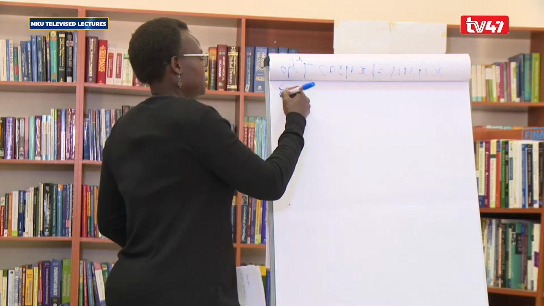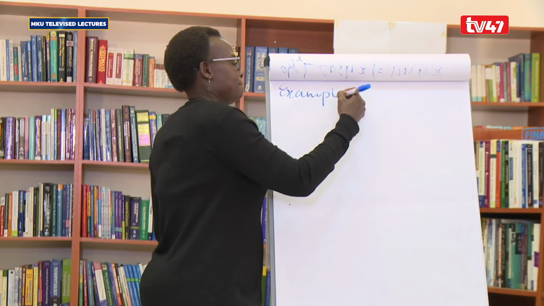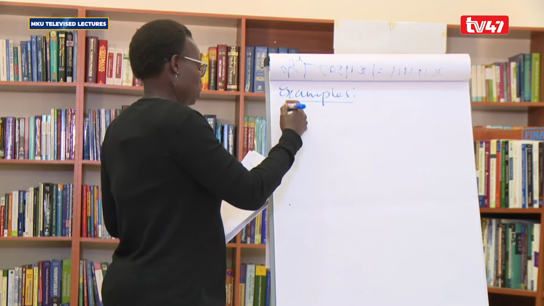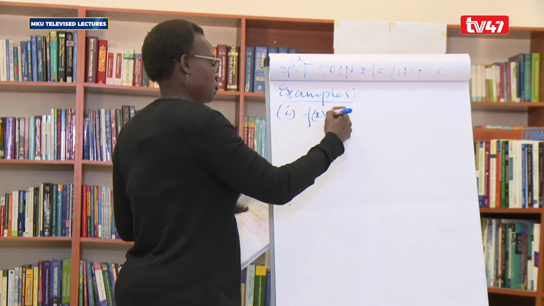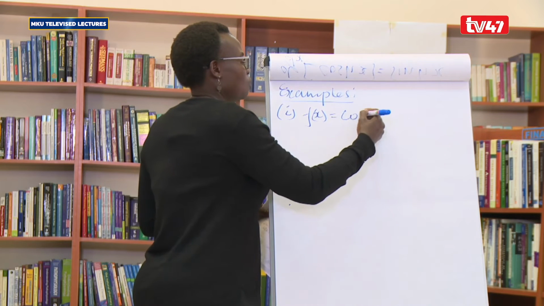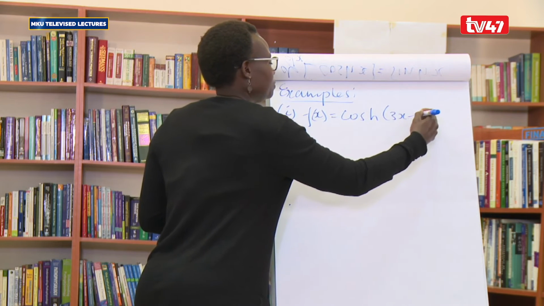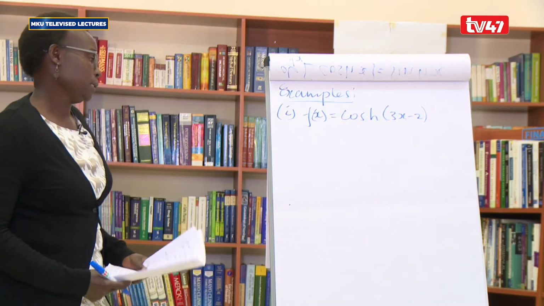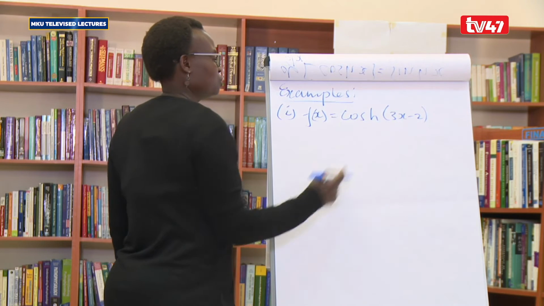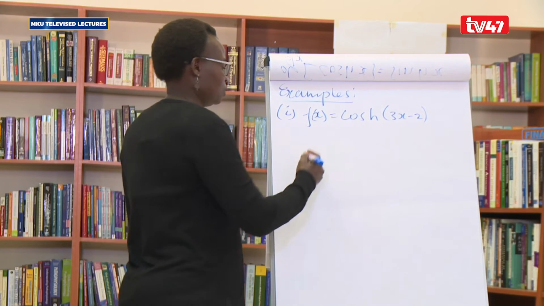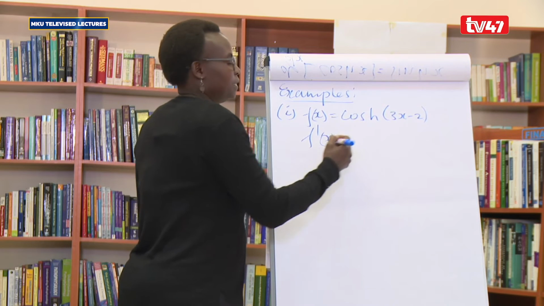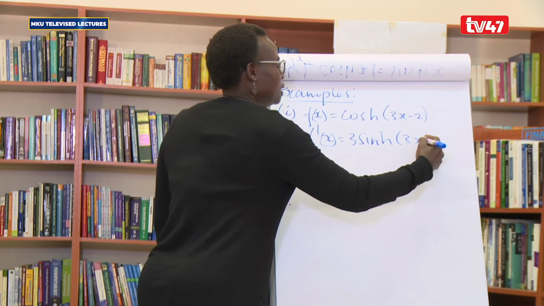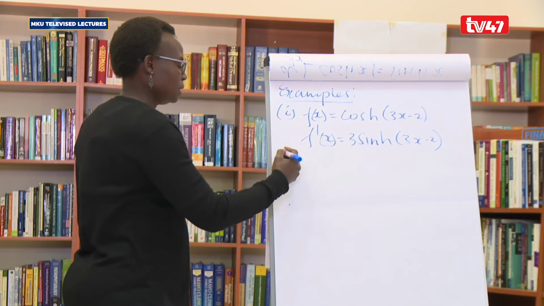So examples, and the first example that we'll do is we are given our function f of x as cos hyperbolic 3x minus 2. So we know that should give us sine hyperbolic u, u bar. So u is 3x minus 2, u bar will give us 3. So that implies that our derivative is going to be 3 sine hyperbolic 3x minus 2.